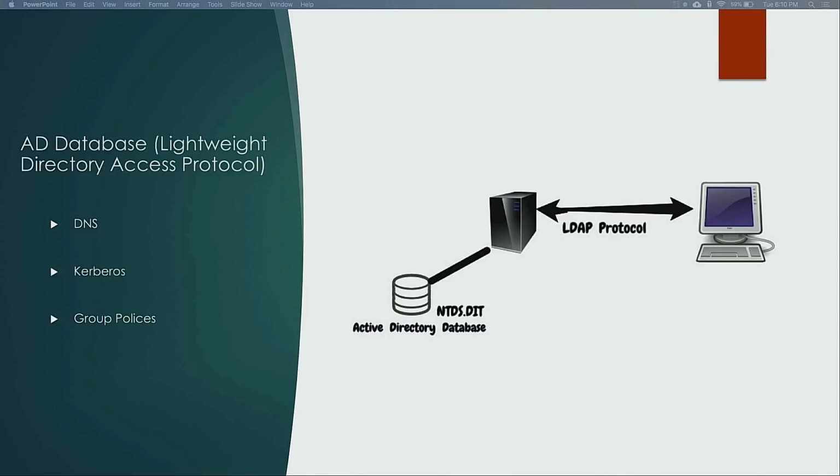If DNS breaks, the way the workstations and other computers communicate with your domain controller is via those DNS records. So a lot of stuff breaks if DNS breaks. And then Kerberos obviously is the password authentication, and then group policies.